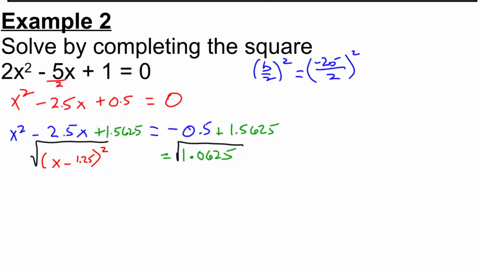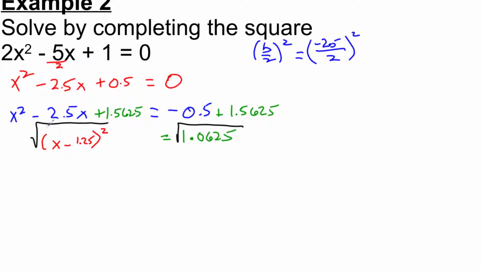In this case, we're going to end up with a decimal equivalent because we're using decimals. So when I square root a squared, I just end up with x minus 1.25. And when I square root 1.0625, let's see what we get. 1.0625, and we hit the square root button. Where's my square root button? There it is. We get about 1.03. And remember, this is plus or minus. So this is an approximation.